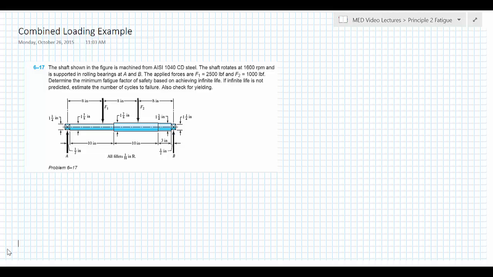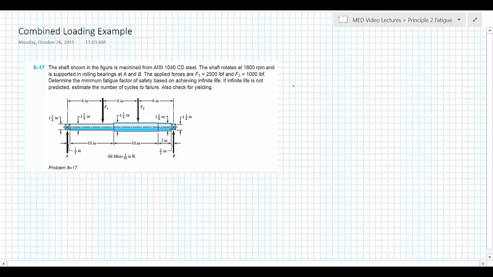Now if this was a shaft carrying pulleys or gears, you'd expect to see both that bending force pulling it down, as well as a torque transmitted between the two locations, either between the pulleys or between the gears. So that's what we're going to do now, is look at this problem again and consider adding a torque. And what that's going to do is provide us an example of this combined loading.